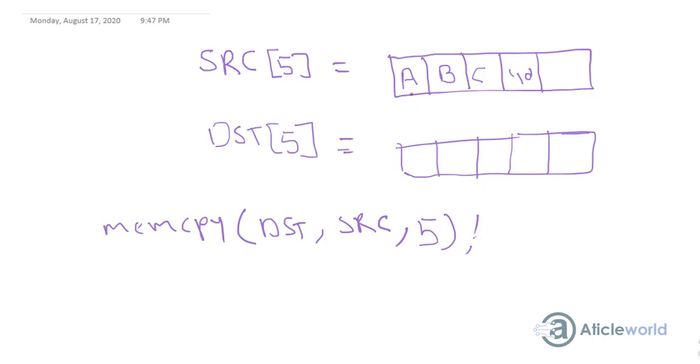So first it copies A from here to here, then again B, C, and then the null character, and here might be some value which will also be copied in destination. So like this, all the data will be copied in the destination buffer, and when I print, I will get the result here. So I hope you are able to understand this concept.